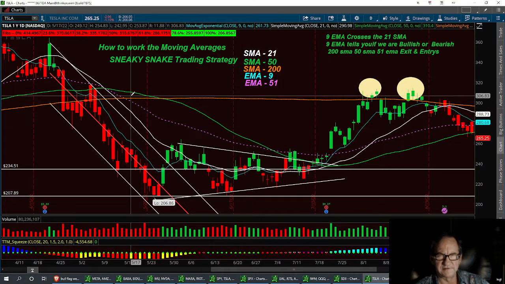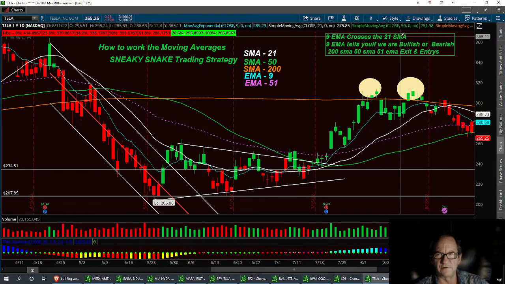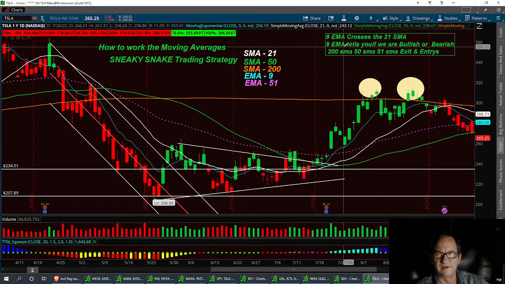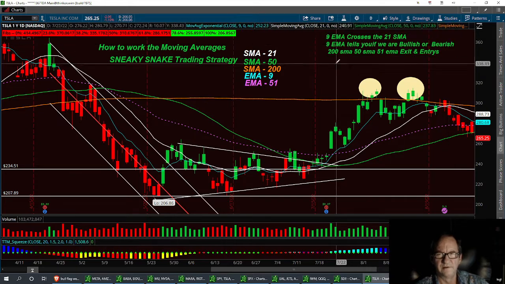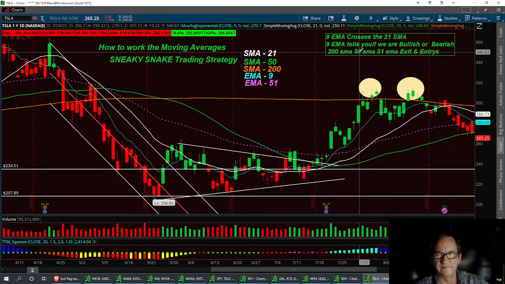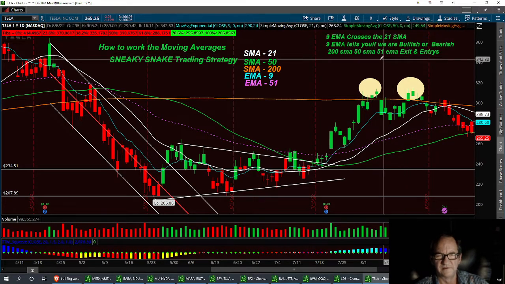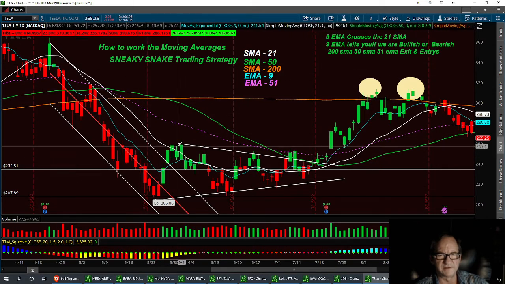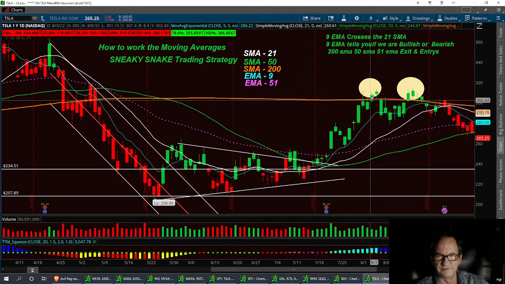So that's it. I just wanted to run that through you. Use the 9 EMA when it crosses the 21 either way as a bullish or bearish signal. The 9 tells you if you are bullish or bearish while you're in the trade. And the 200 SMA, the 50 SMA, the 51 EMA are your good entry and exit ideas. So it's called the snake, breaks out of the channel, pulls back with a higher low, and then boom to the 200. It's a simple, easy strategy.